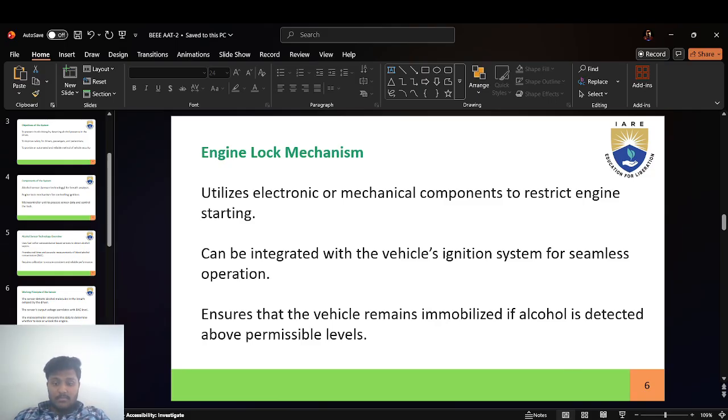Engine lock mechanism. The system uses electronic or mechanical parts to stop the engine from starting. These parts act like a gatekeeper. If the system detects alcohol, it blocks the engine from turning on. It is directly connected to the vehicle's ignition system, so everything works smoothly. If the alcohol level is higher than the safe limit, the system immediately keeps the engine locked. This means the car cannot be started, preventing drunk driving and keeping the driver and others safe.